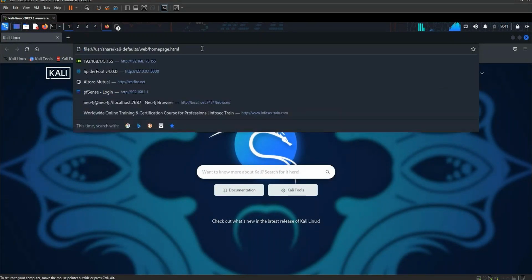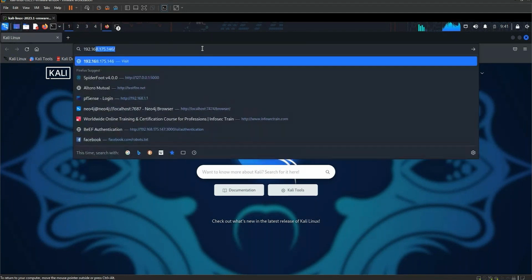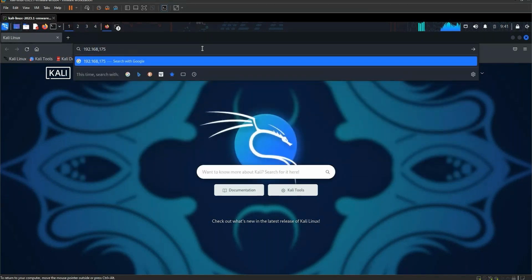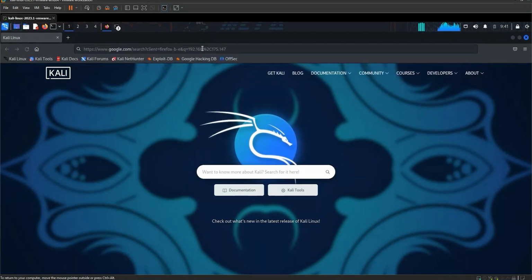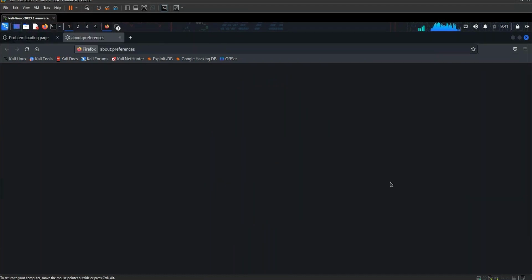But let's say I write the IP of my Kali Linux in the browser, 192.168.175.147. Let me change the settings. Just a setting.